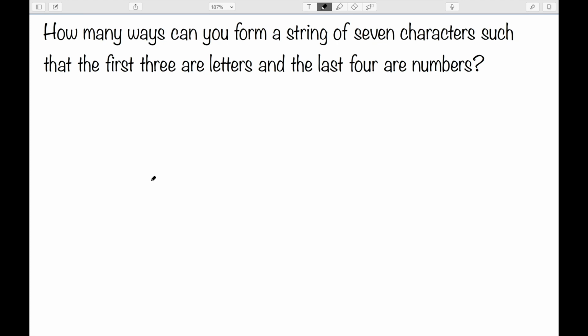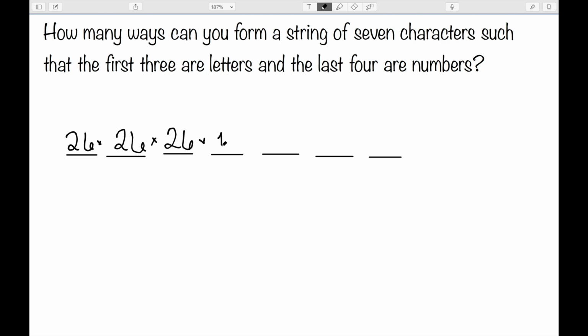Next, I want to look at how many ways you can form a string of 7 characters such that the first 3 are letters and the last 4 are numbers. So we have a total of 7 things that we're considering. So I'm going to go ahead and draw 7 little lines here. The first 3 are letters. We have 26 different letters. So each of these will be 26. The last 4 are numbers. Well, there are a total of 10 digits, 0 through 9. So each one of these would be 10. So total, 26 cubed times 10 to the 4th.